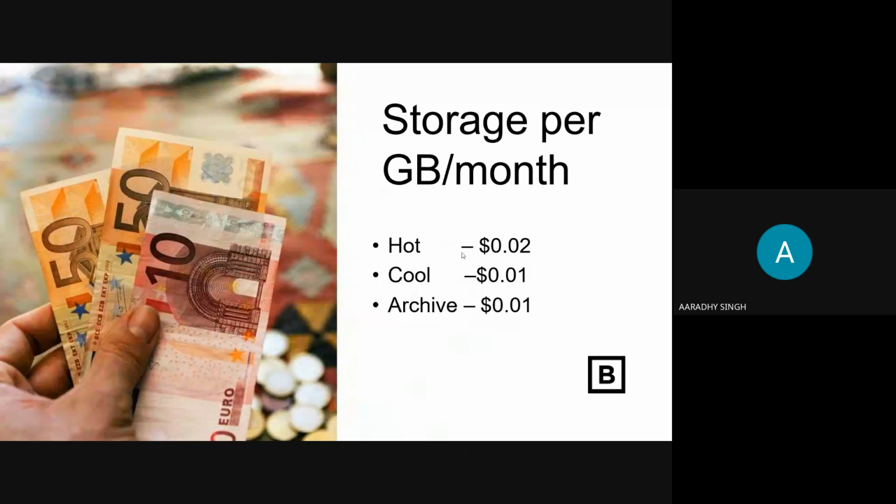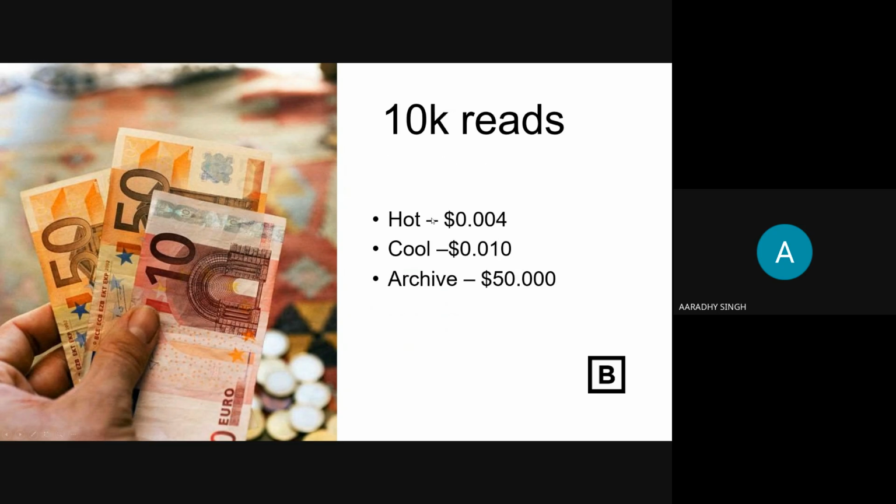So guys, charges also differ. So here 0.02, 0.01, 0.01 are the charges. Similarly, if you're going to read 10,000 times, then in the hot access tier, you have to pay $0.004 for 10,000 reads. If you're going to read the data available in cool storage, then $0.10 you have to pay per month for 10,000 reads. And for data which is archived, if you're going to read the data available in archive storage, then in that case, $50 per 10,000 reads you have to pay.